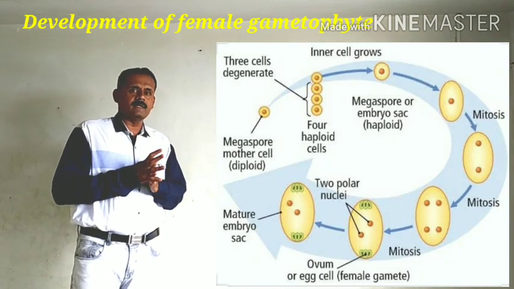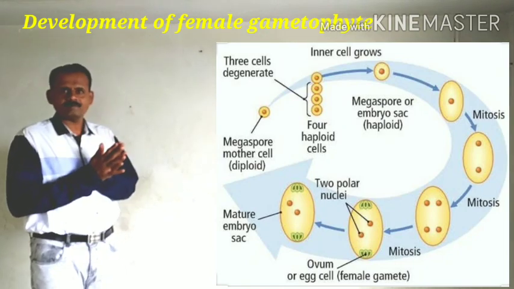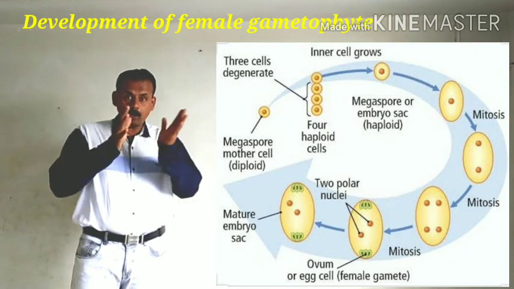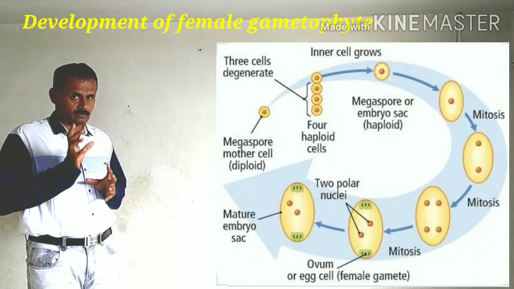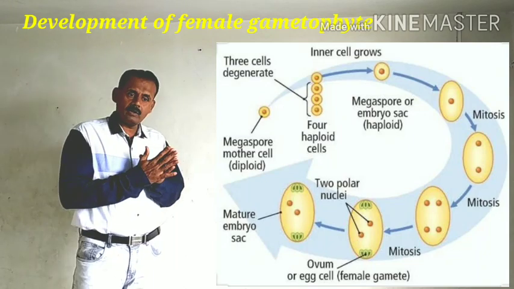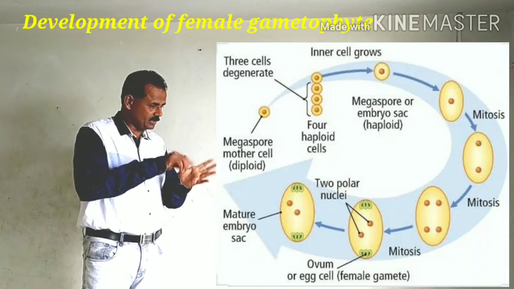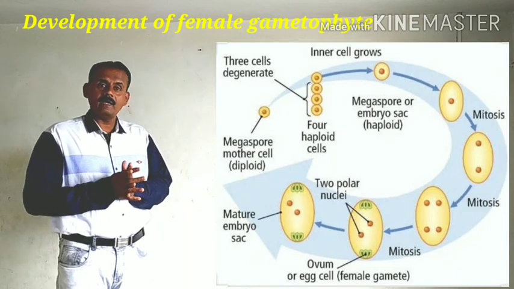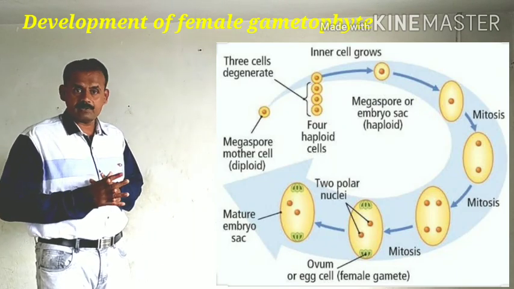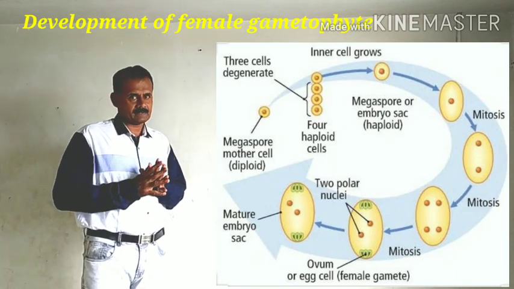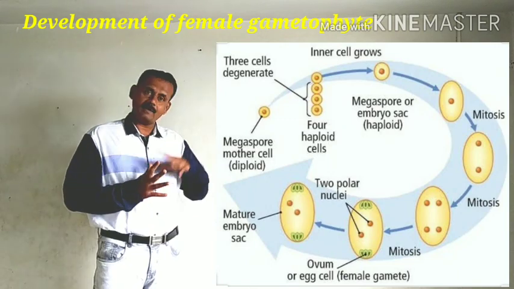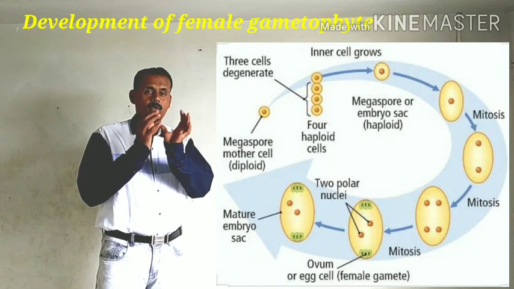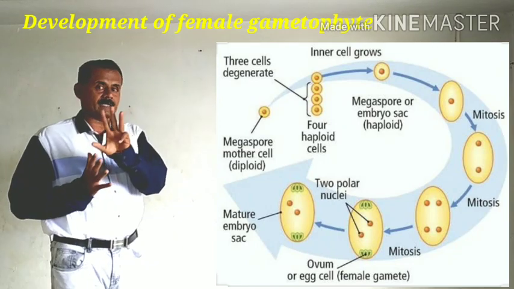Then each nucleus collects some of the cytoplasm and cell wall formation takes place around each nucleus. प्रत्येक न्यूक्लियसच्या भोवती सेल वॉल तयार. त्यामुळे मायक्रोपायलर एंडच्या बाजूला काय होईल? 3 न्यूक्लियसच्या भोवती 3 सेल वॉल तयार झाले आणि ग्रुप ऑफ 3 cells is formed which we call the egg apparatus. Antipodal cell ला काय होतं? Towards the chalazal end, again there are 3 nuclei, they form cell walls around them and 3 cells are formed.